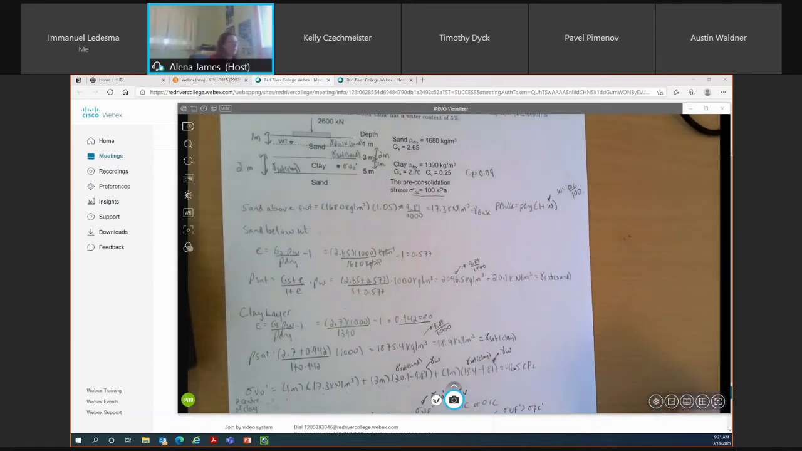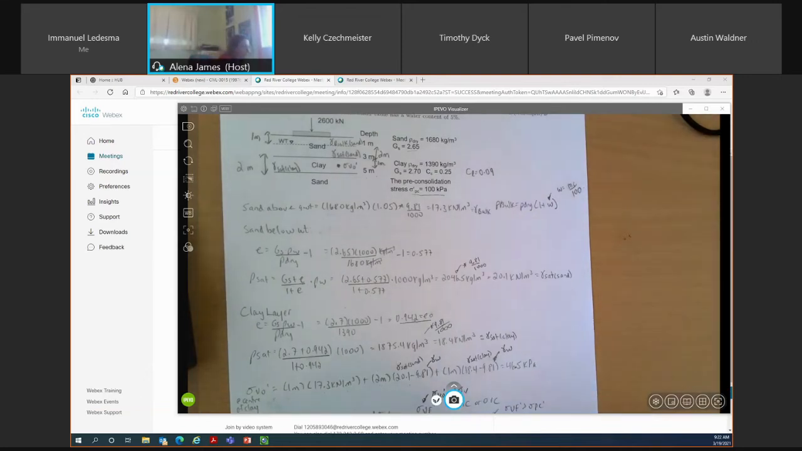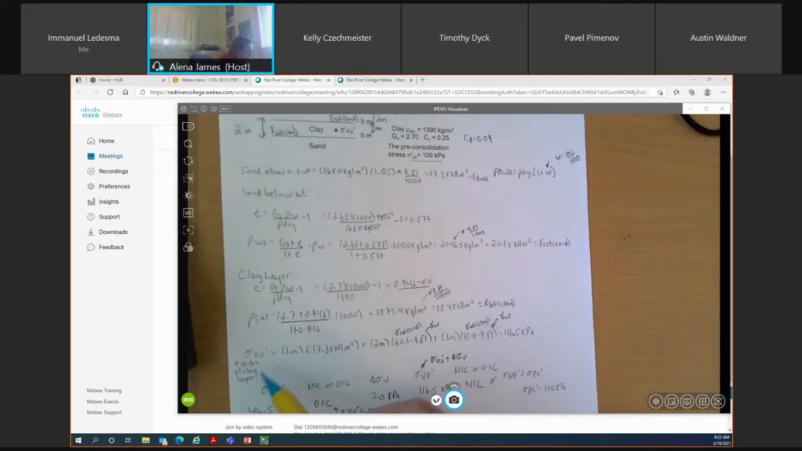So if I want to calculate my initial effective stress, my initial effective stress is my overburden stress of the soil stratigraphy before I've added that external load, or before I've added that additional load. So this is the process. My initial effective stress is always sigma V naught prime.